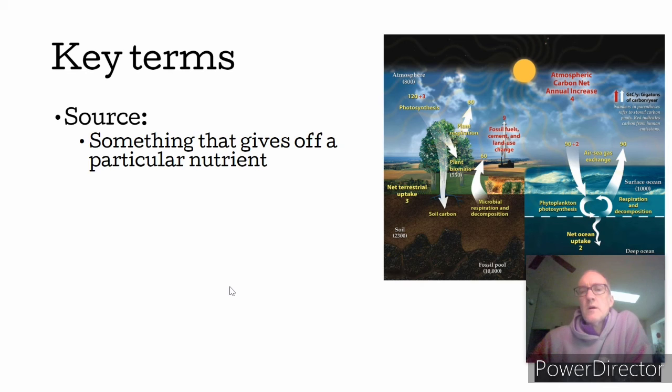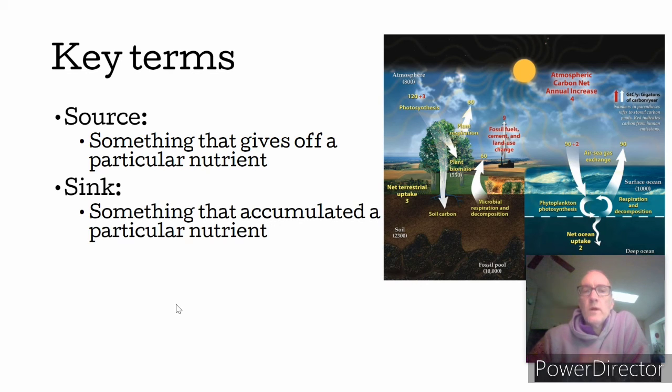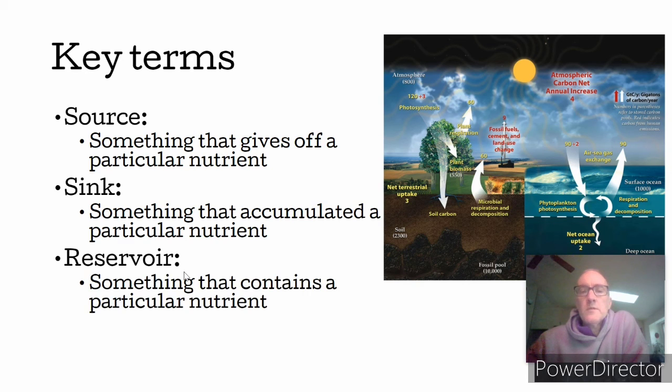So sources are something that gives off a particular nutrient. Usually it's contributing it to either the atmosphere, the lithosphere, or the hydrosphere. A sink is a place where a nutrient would accumulate and it would usually be retained for a period of time, sometimes millions of years. And lastly, a reservoir.